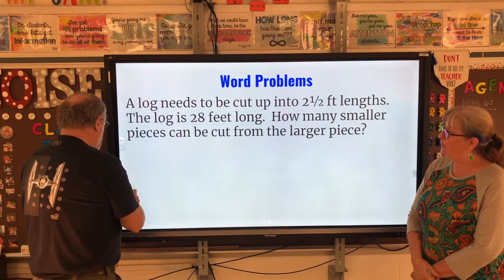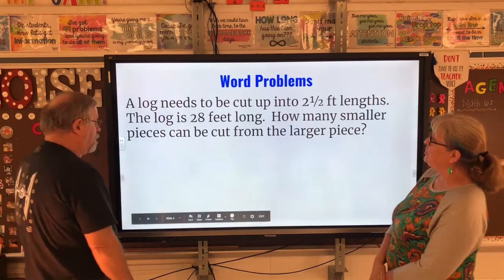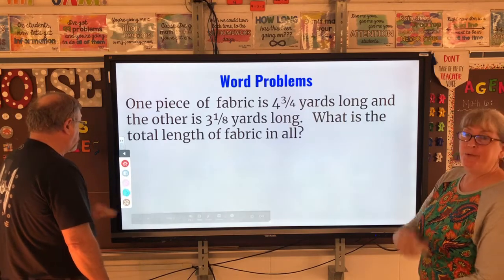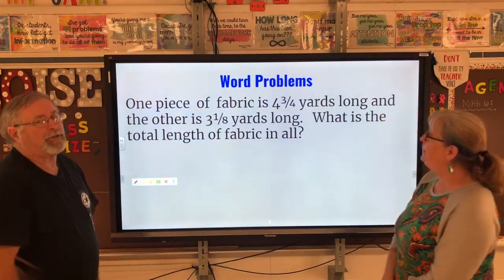Let's see what the next one brings. And if you can give me permission to write right away. All right, one piece of fabric. Oh, this is mine. I love fabric. She does. You should see my house.